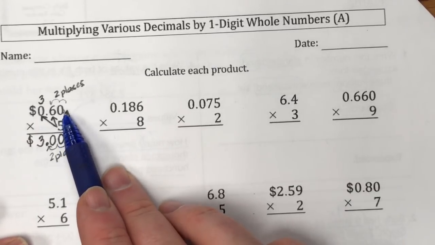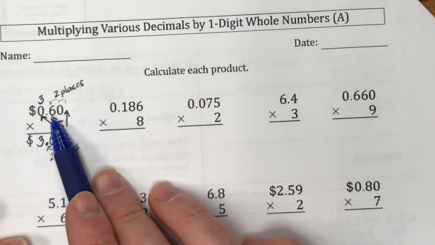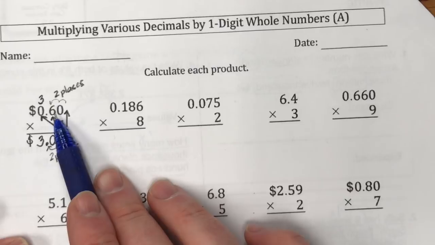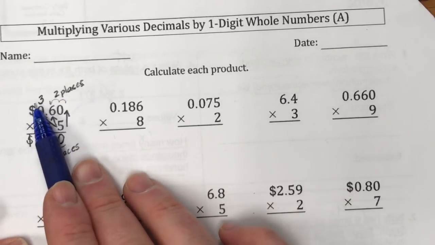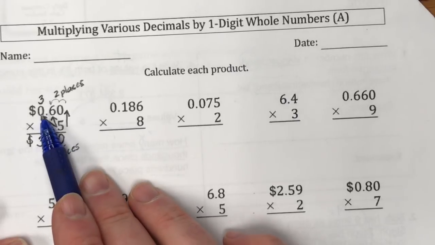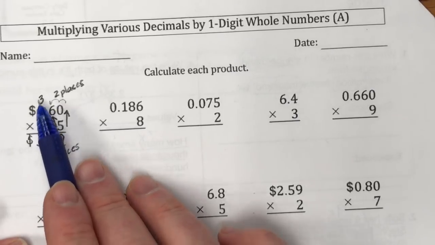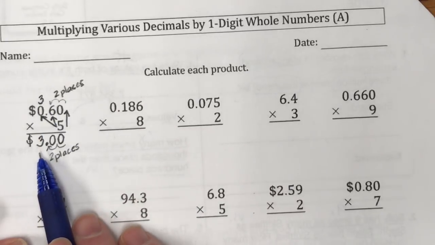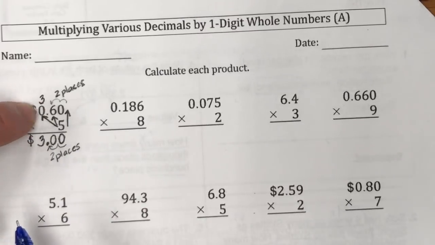5 times 0, add the regroup. 5 times 0 is 0. 5 times 6, add the regroup. 5 times 6 is 30. 0 here, 3 regroups to the next problem. 5 times 0, add the regroup. 5 times 0 is 0, add the regroup, and you get 3. Okay? This could have even been chopped off and the 3 just fall down, but it's there.